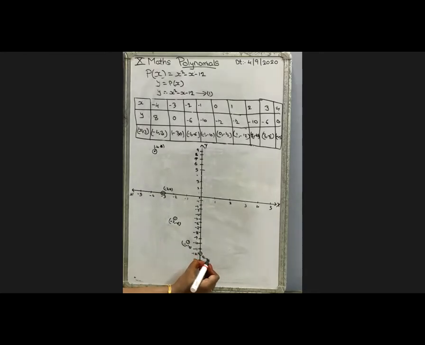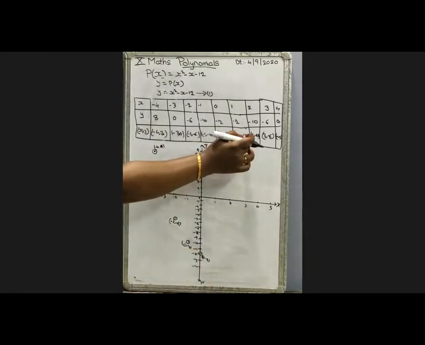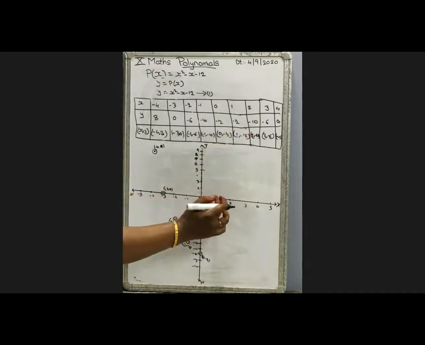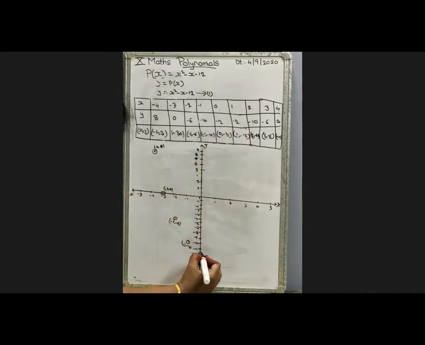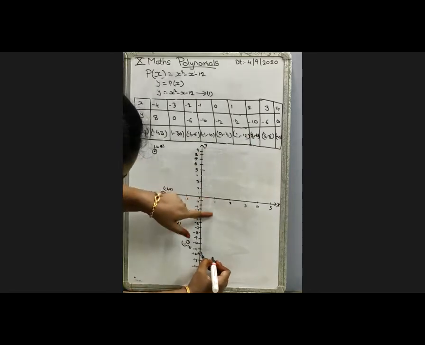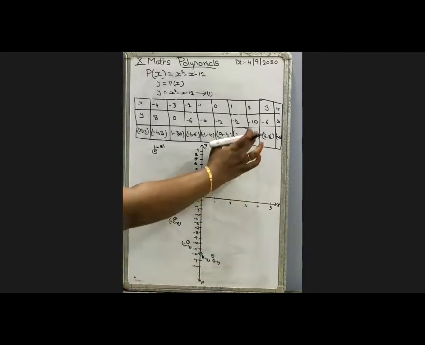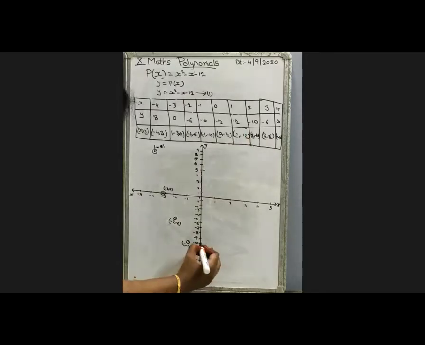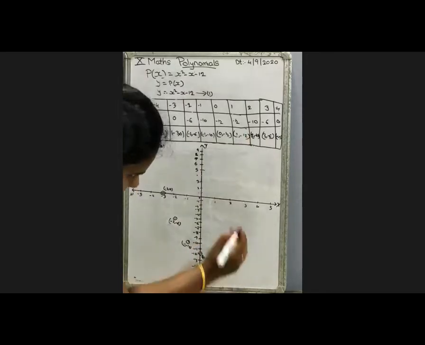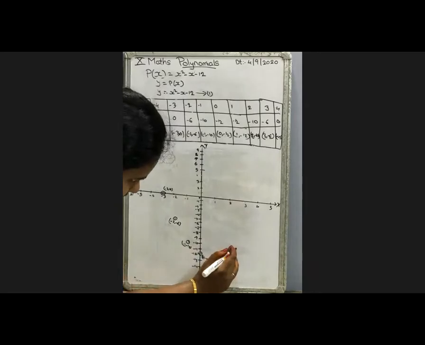0, minus 12. And after that here 1. 1, minus 12. 1 means here 1, minus 1 means exactly it will come. Here you can keep. This is 1, minus 12. And after that it's 2, minus 10. 2, minus 10, where will it come? Here it will come. Exactly you can take it.